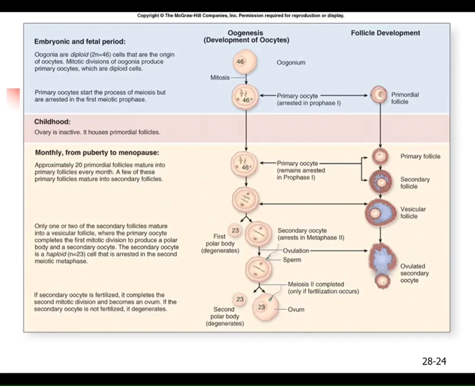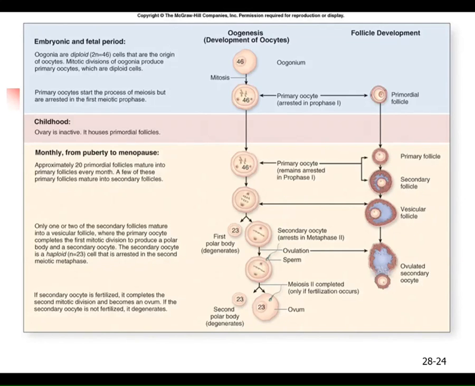Questions anywhere on just the basic ideas of the ovarian cycle? First 13 days, what's going on? Follicular formation, it's called the follicular phase. Day 14, ovulation. 15 through 28, the corpus luteum is formed, so we call it the luteal phase.